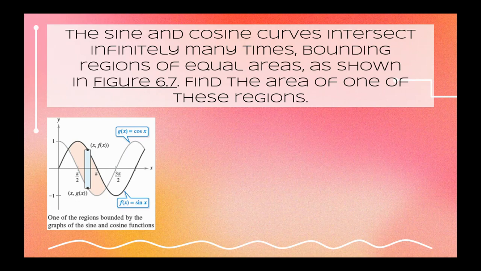Okay. The sine and cosine curves intersect infinitely many times, bounding regions of equal areas. Think about that statement. So every time they intersect, this region is equal to this region, congruent, right? I heard that one a long time ago. That took me back. Congruent is used for shapes, right? Because they're not technically equal, because they're not technically the same shape. But they're two shapes of the same size. That's weird. Anyways, let's pretend that didn't happen.